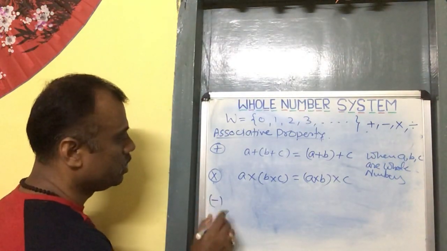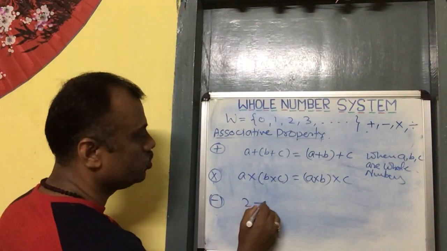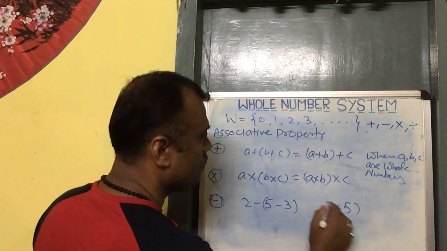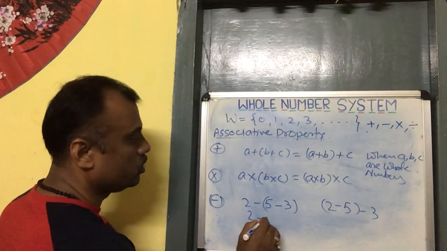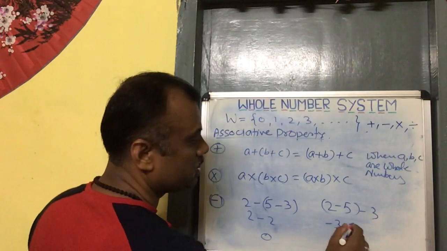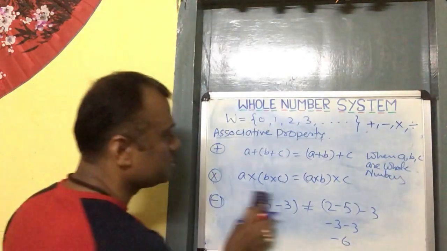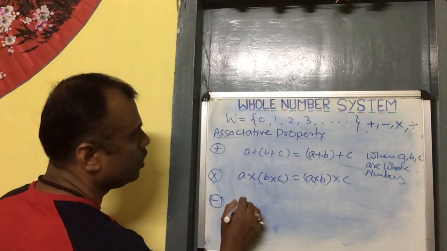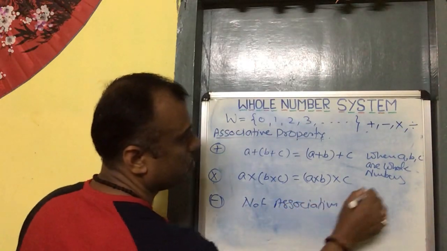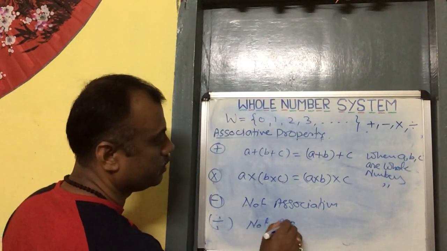Now if you check it for subtraction, it is not true. 2 minus 5 minus 3, if I group them, 2 minus 5 minus 3. What will be 2 minus 5 minus 3? It is 0. 2 minus 5 is minus 3, it will be minus 6. So it is not equal. So again not associative, and for division also not associative.